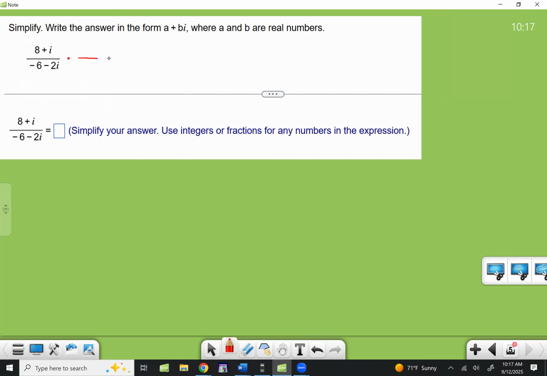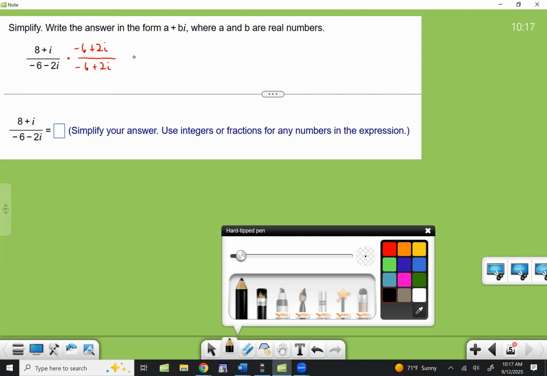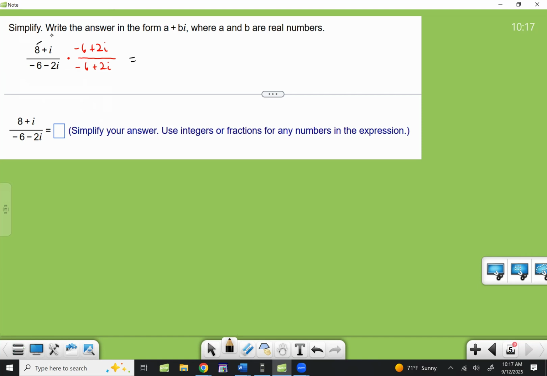the denominator. So the conjugate of the denominator is going to be negative 6 plus 2i. A lot of people change both signs, but it's really only going to be the middle sign that changes. So let's see here. And we're going to FOIL. So we're going to do the firsts, then the outers, then the inners, and then the last. So i times 2i is 2i squared.